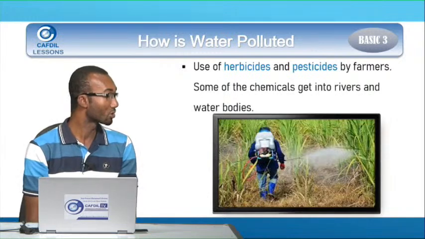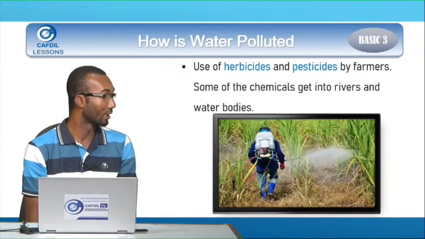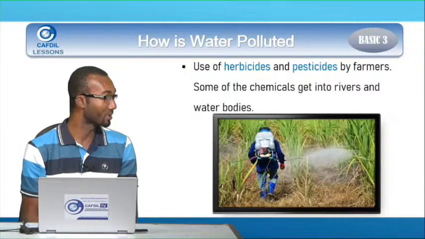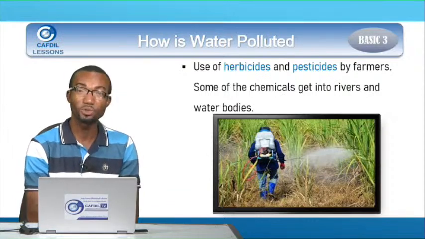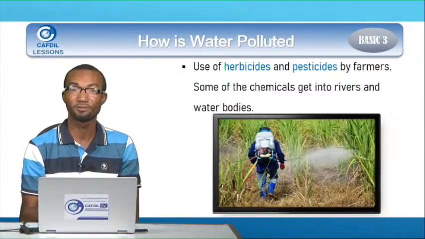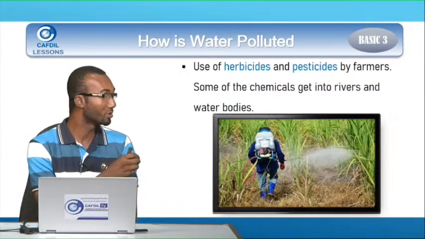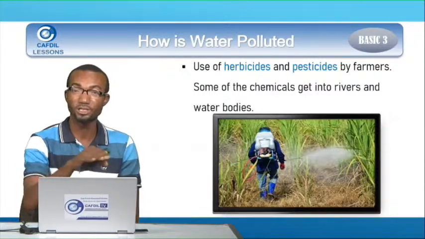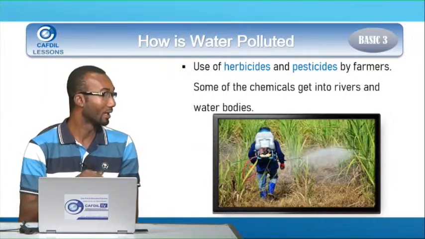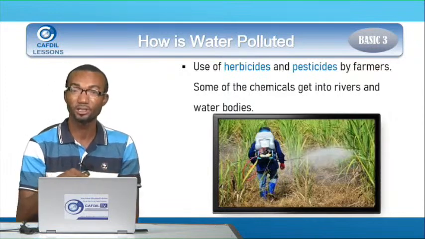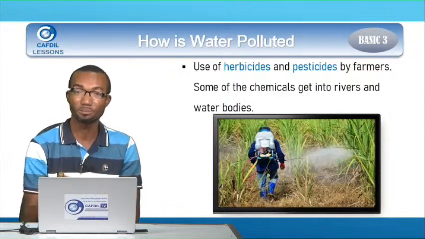And then the use of herbicides and then pesticides by farmers. When we say herbicides, they are the chemicals that farmers use to kill weeds in their farm. Instead of weeding, they use this herbicide to kill. They spray it on the weeds, and then the weeds will die. And then the pesticide is used to kill any animal that destroys plants.